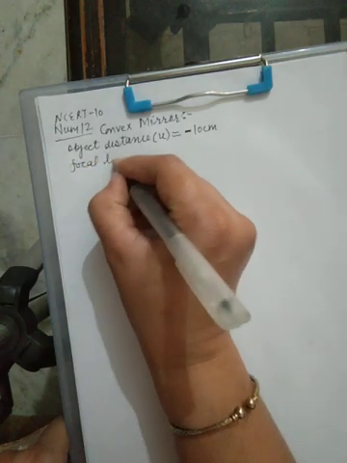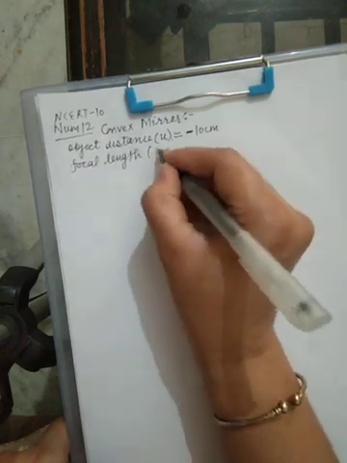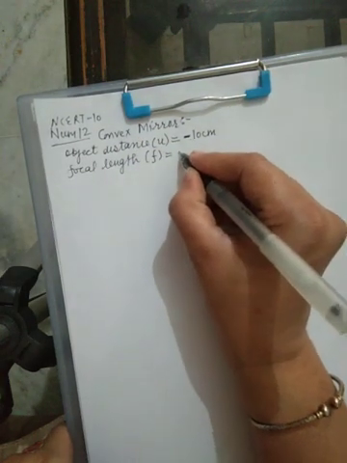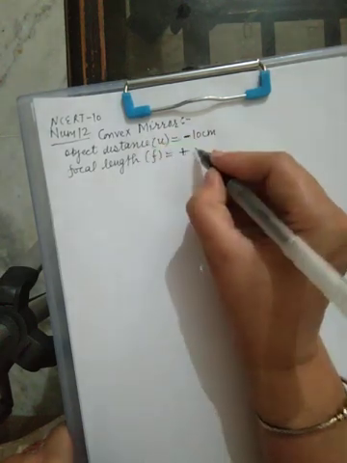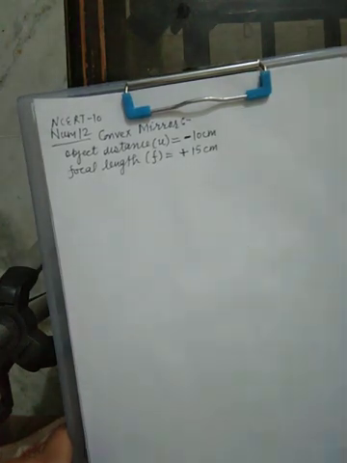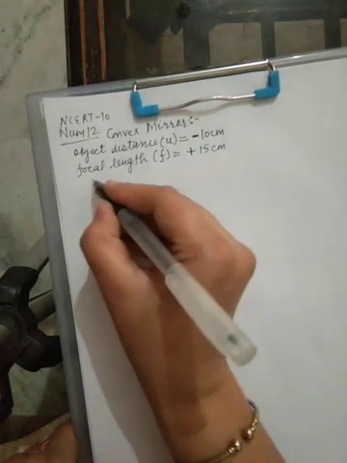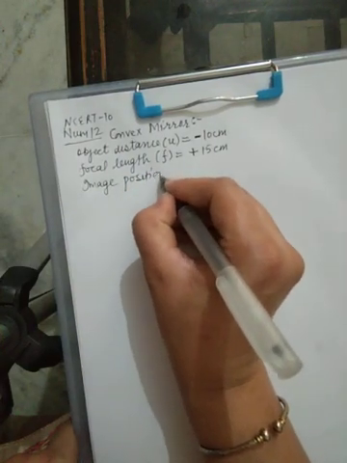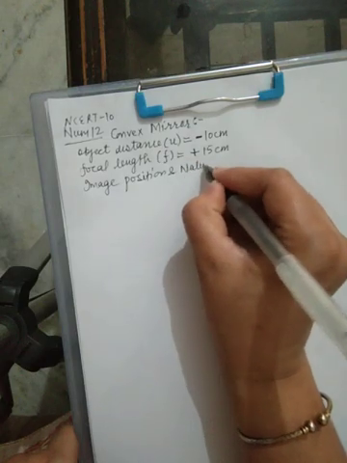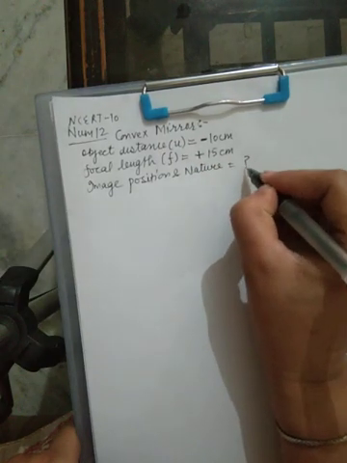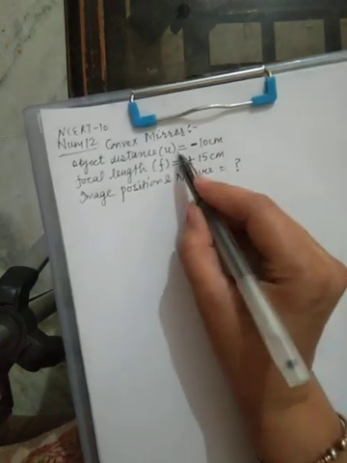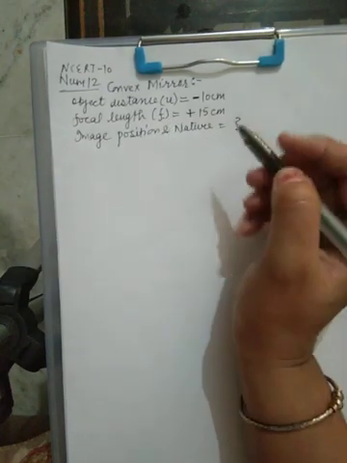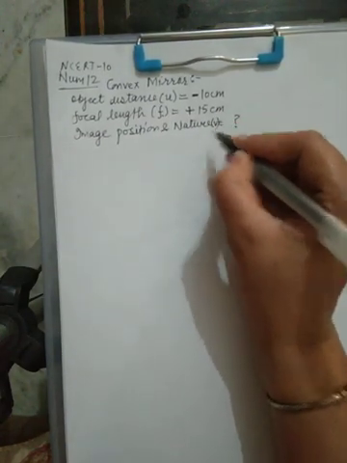So what is given to us? Focal length, and focal length is represented by a symbol small f. And for convex, whether it is lens or mirror, convex means focal length positive, that is 15 centimeter. Find the position and nature of image. Image position and nature is to be found out. It means U is given to us, F is given to us. What is to find out? V is to find out. Image position means V is to find out.